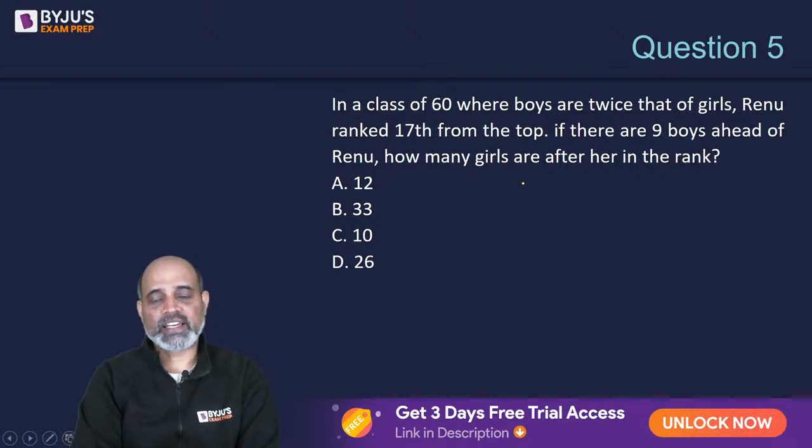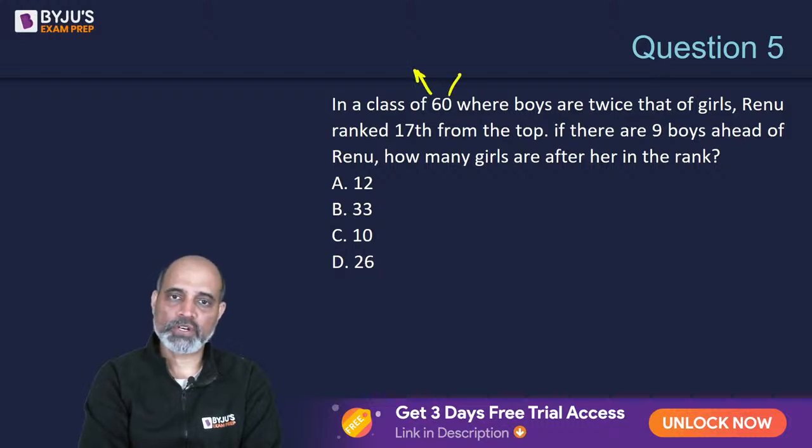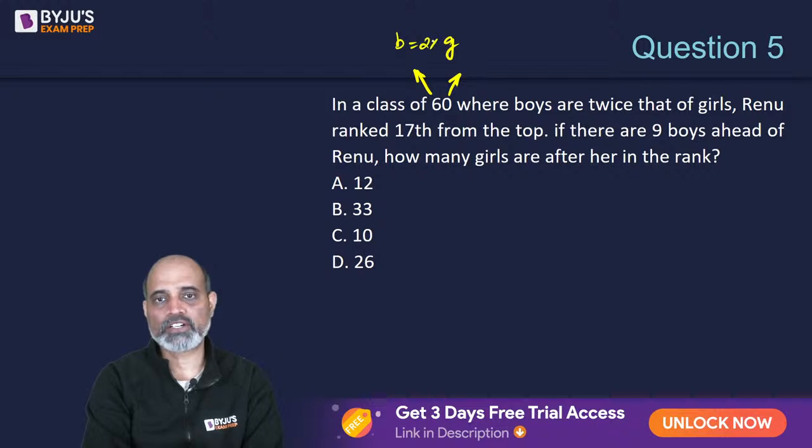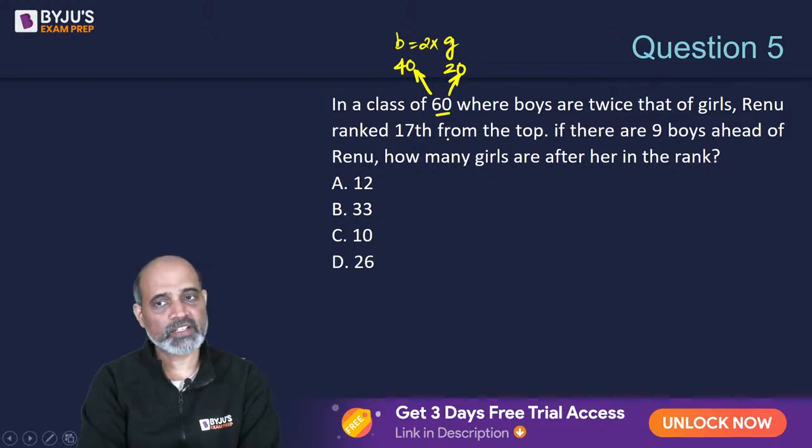Okay, next, in a class of 60 where boys are twice that of girls, let's take a pause. Out of 60, how should I break it down so that boys are twice that of girls? Can I say if I take girls as 20, boys will become 40 such that 60 is divided?